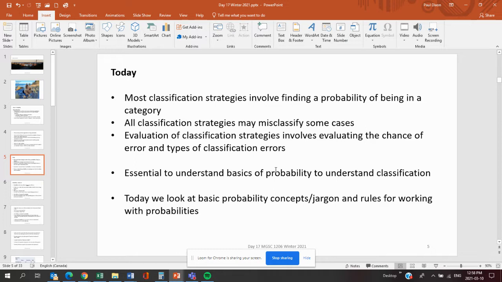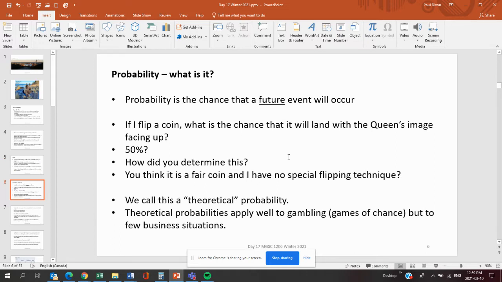To get into formal probability, we need to introduce you to some of the jargon, the concepts they use, and some of the rules that they follow. That's what we're going to do today, get into those technical things. Probability, what is it? It may seem straightforward, but it's actually not well understood, and we don't understand where we get the probabilities from. First off, it's about a future event, the chance a future event will occur. I'll come back to that.